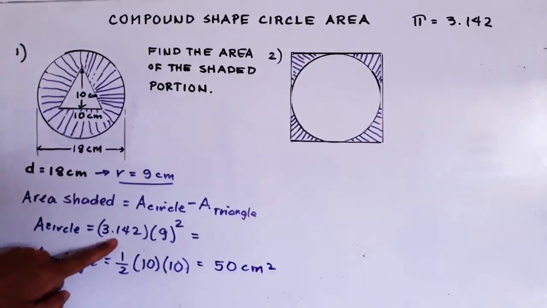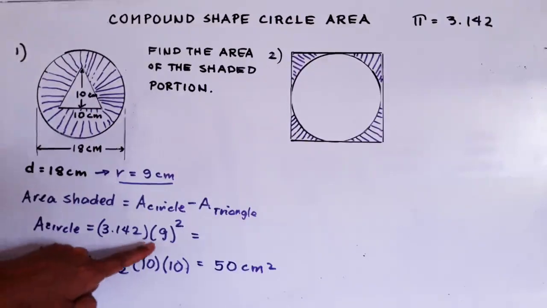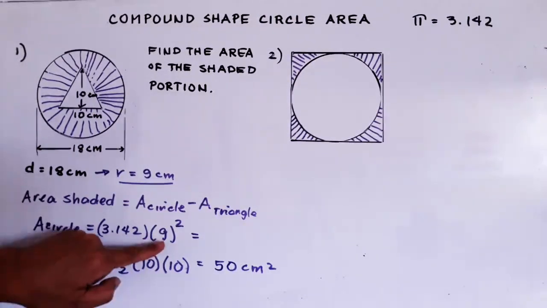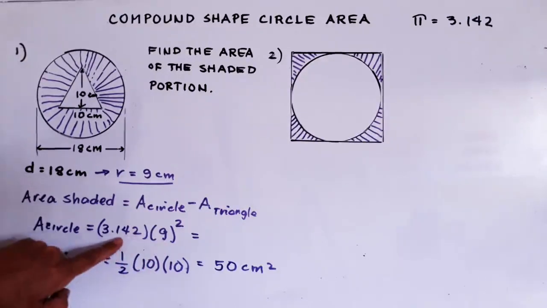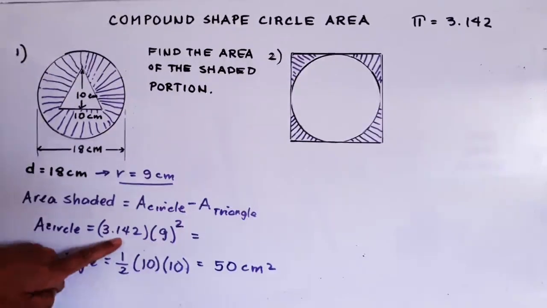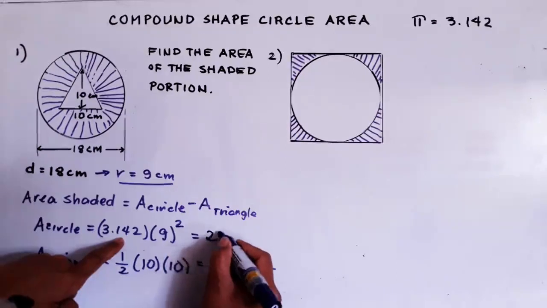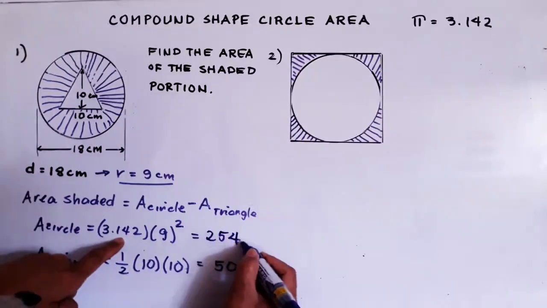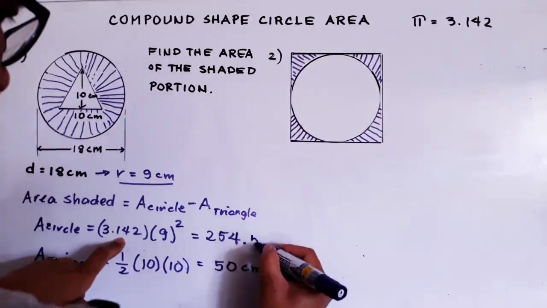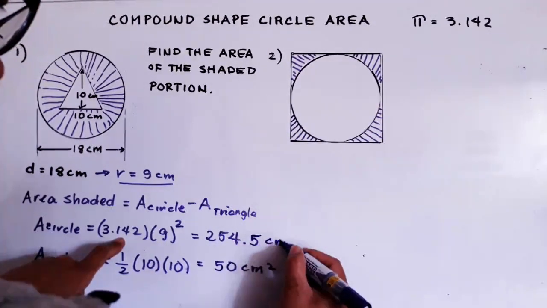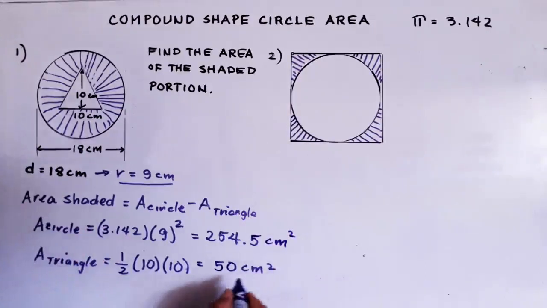What about the area of our circle? The area of our circle is, the first, multiply this by itself. 9 times 9 is 81 times 3.142 will give us 254.5. This is 254.5 centimeter squared also.